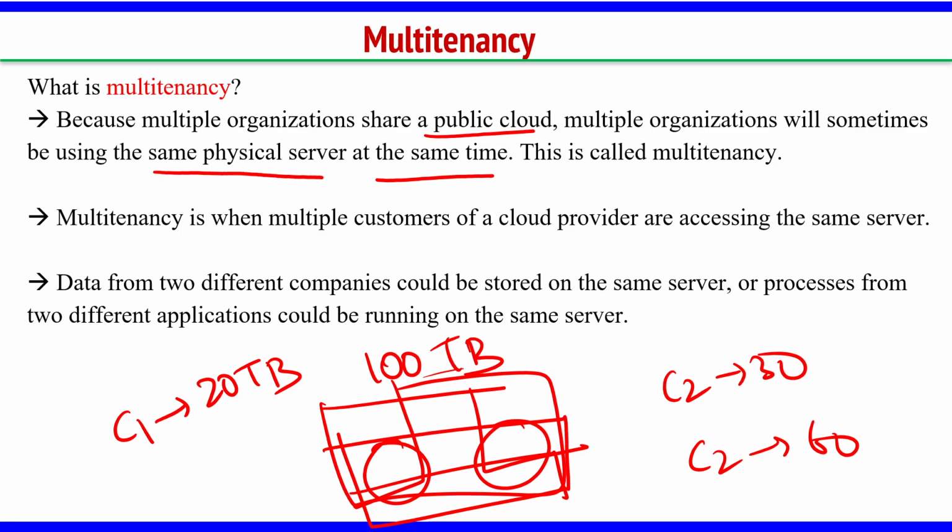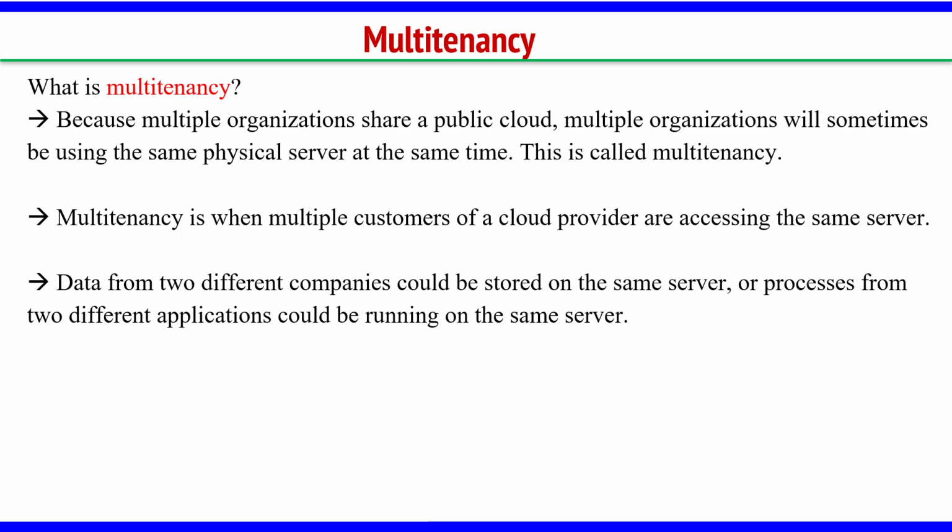If a single physical server is shared by multiple people, right, then that is called multi-tenancy. Multi-tenancy is when multiple customers of a cloud provider are accessing the same server. Data from two different companies could be stored on the same server, or processes from two different applications could be running on the same server, right? A single server shared by multiple people. This is about multi-tenancy, right? So this is the story about different cloud service deployment models, right? Thank you.